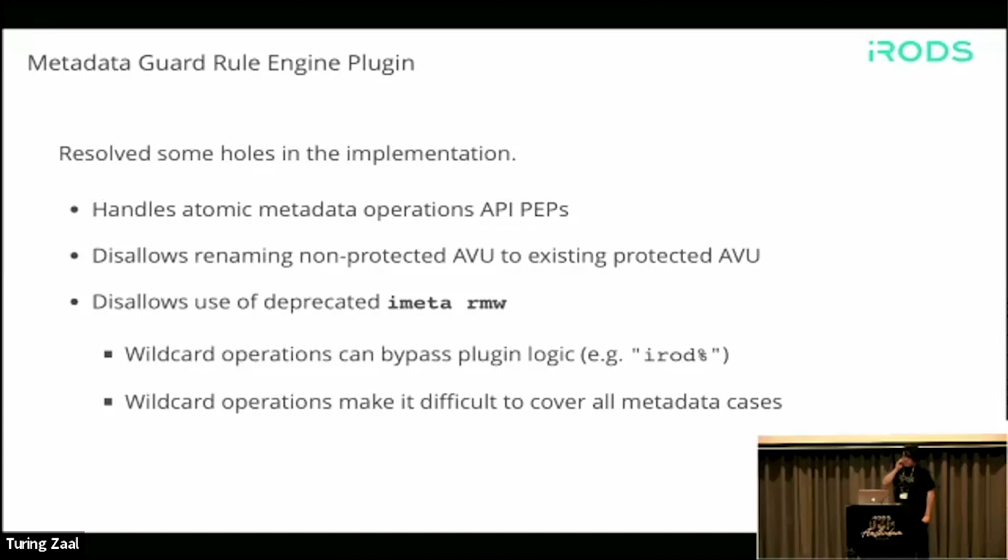And finally, we disallowed the use of the deprecated iMeta rmw, which allows you to remove metadata elements by wildcard. This would bypass the guard because you could pass in a wildcard that wasn't actually the protected namespace itself, and then it wouldn't catch it at all. And yeah, that's pretty much it.